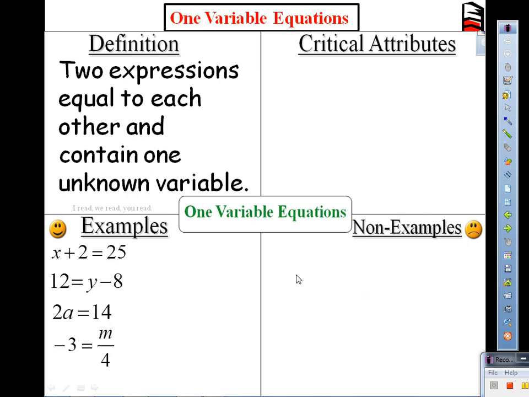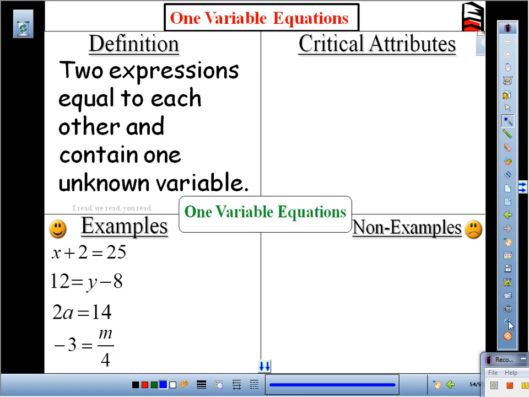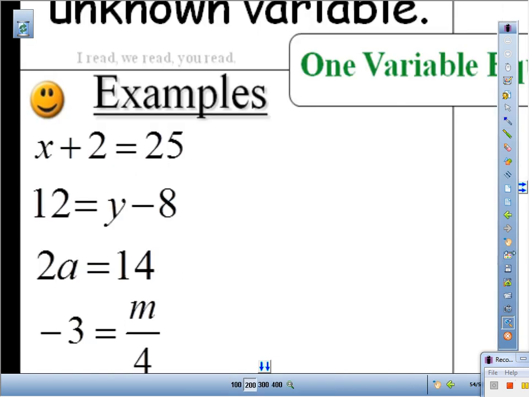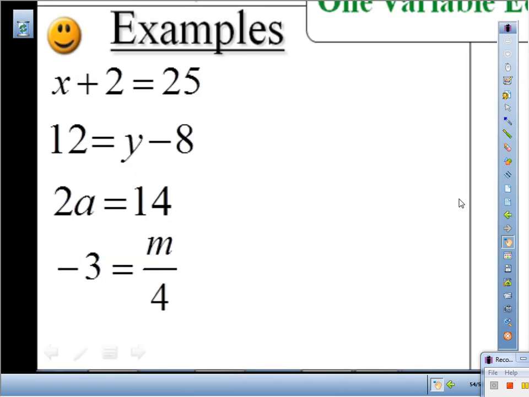Examples, copy these, please. x + 2 = 25. 12 = y - 8. 2a = 14. -3 = m/4. I'll zoom into those so you can see them. There they are.